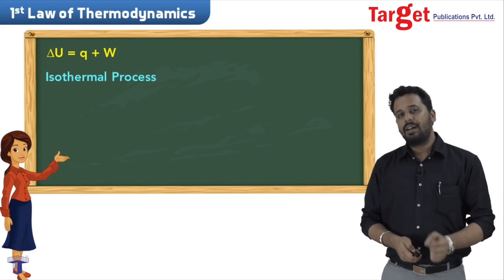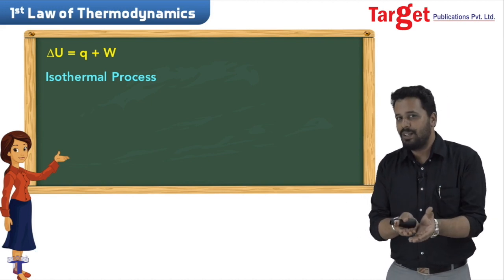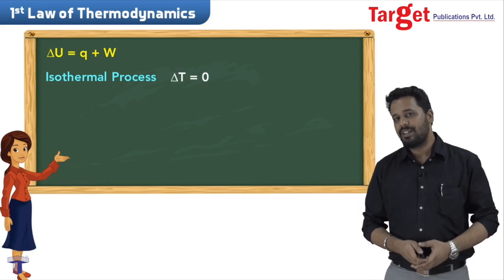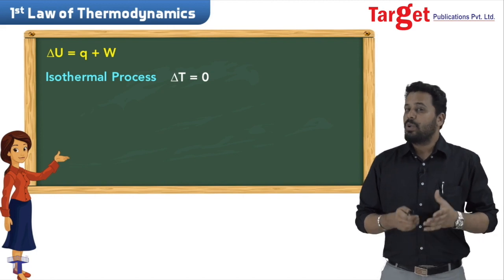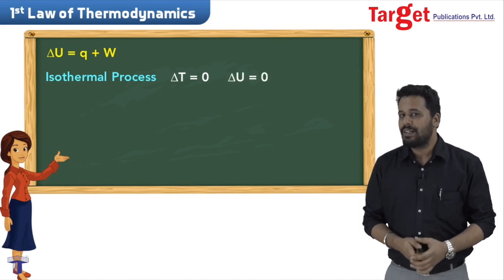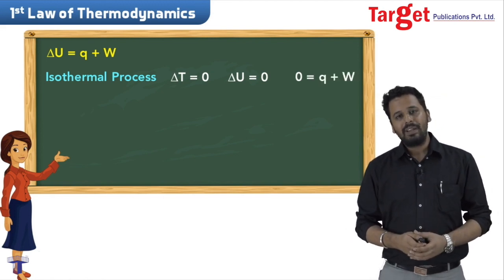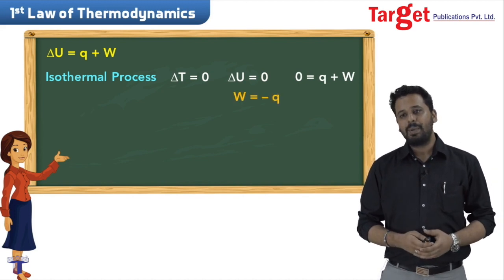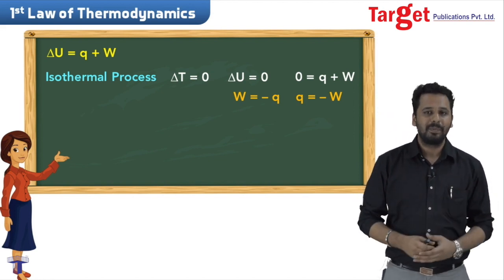फॉर एग्जाम्पल, अगर आइसोथर्मल प्रोसेस रहा तो टेम्परेचर चेंज नहीं होगा, and if the temperature does not change, if T remains constant, then delta T is 0. Temperature is constant, so internal energy will also remain constant, that is delta U will also become 0. And if delta U is 0, that means 0 is equal to Q plus W, which means Q is nothing but minus W, or you can also say that W is minus Q.